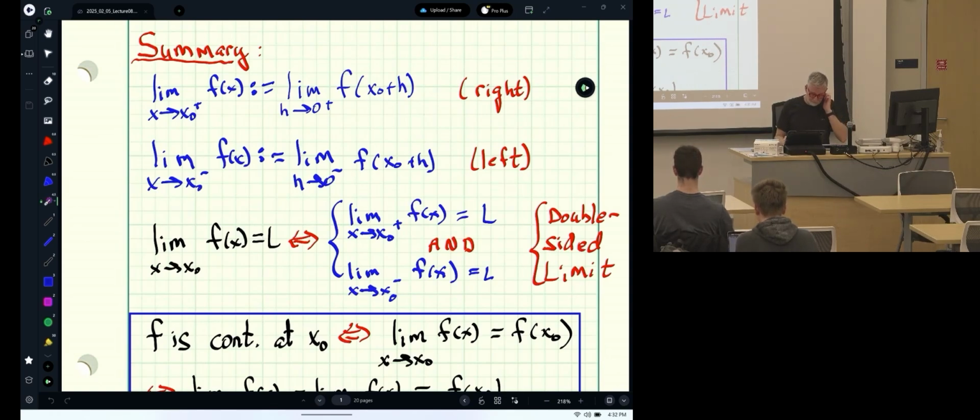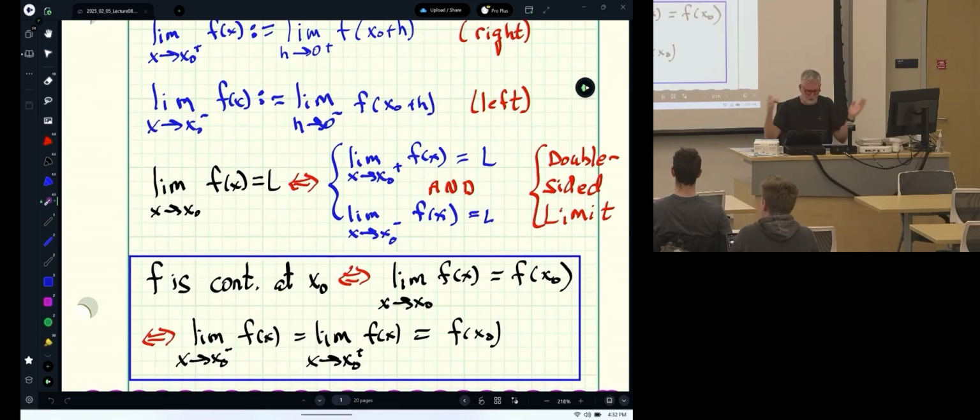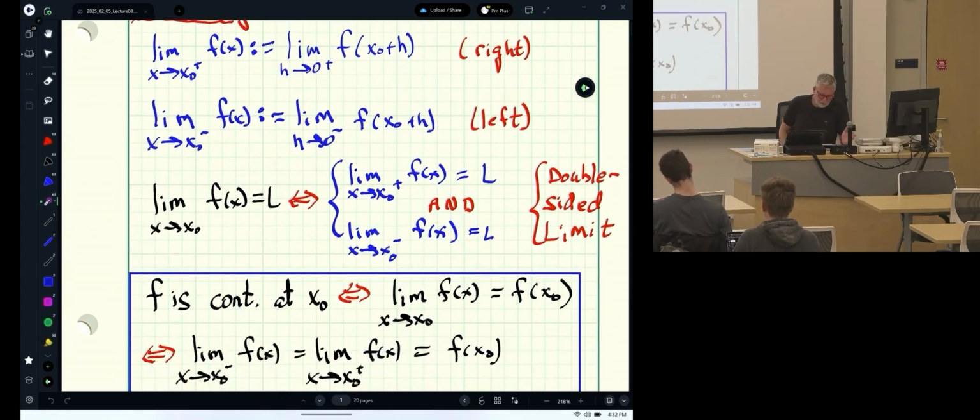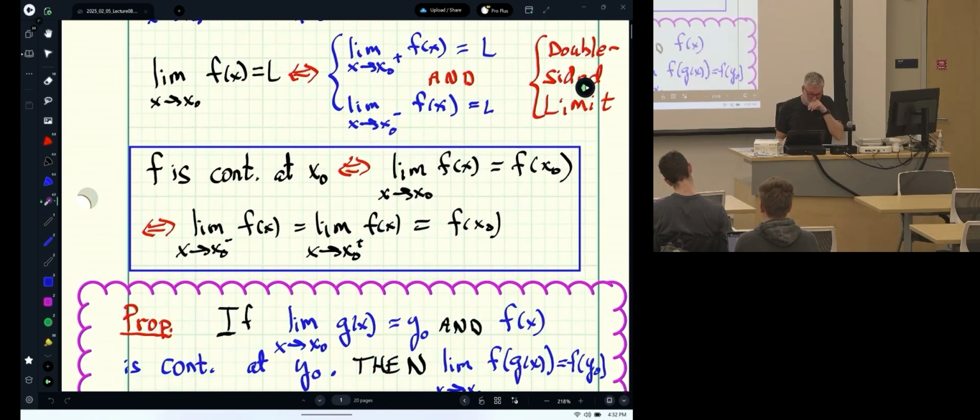Personally, when I'm applying this, I find it easier to think about left and right instead of just all at once. But it's kind of a taste thing. These are sometimes called double-sided limits, but mostly people just call them limits, okay? Then the other ones, which are from left and right, they get a special designation.